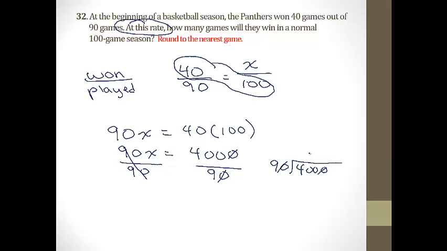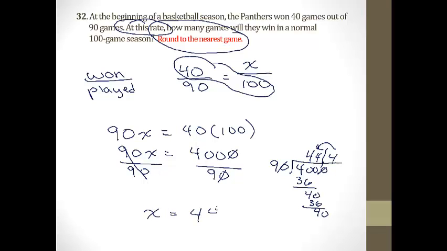9 goes into 40, 4 times, 9 times 4 is 36. Whoops. 9 goes into 40, 4 times. It doesn't look like this is going to come out even. It looks like what's happening here is a repeating 4. So do we have some rounding instructions? Yes, we do. We have round to the nearest game. That means the nearest ones. So this 4 tells us this rounds to make 44 games.